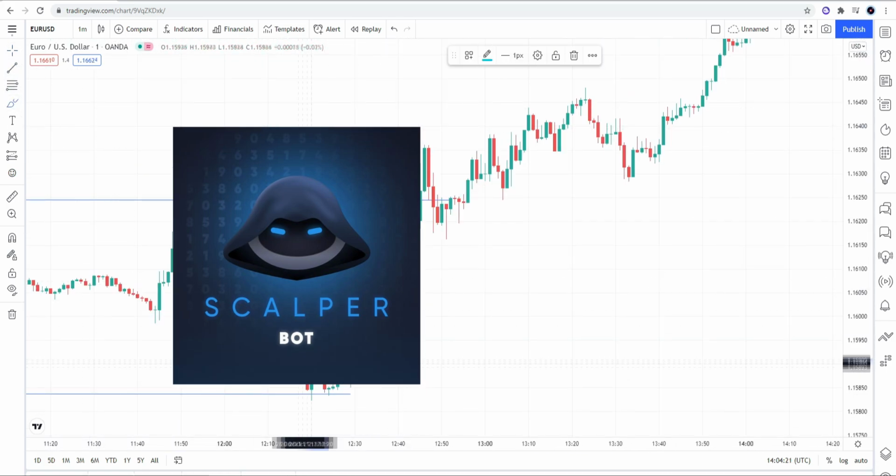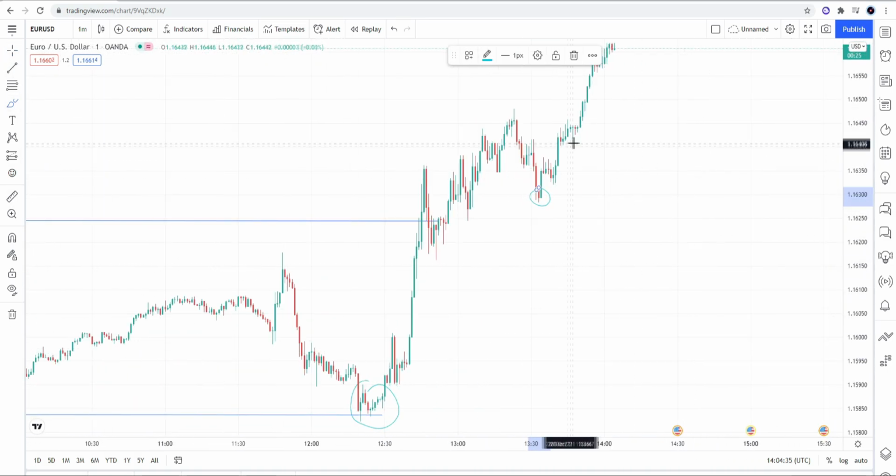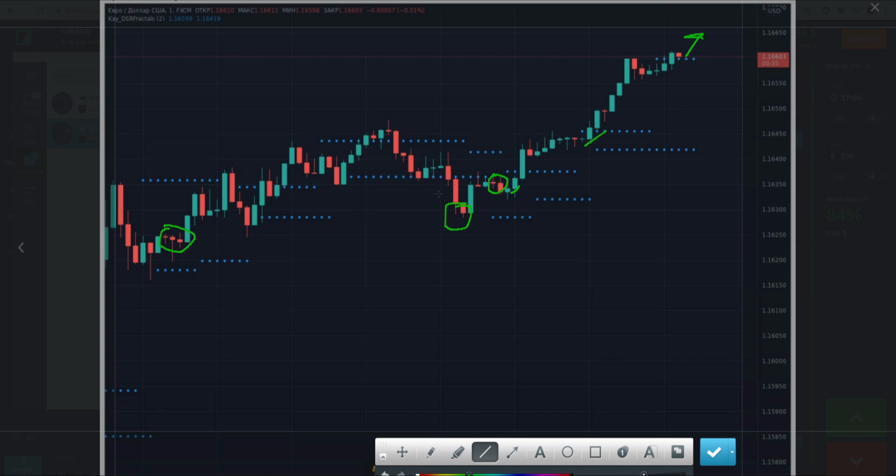In the meantime, I marked the levels here and determined the price breakout. Everything is in order on the brokers. The chart goes up. Let me show you a chart from the bot, and here again, there is an active upward movement after the support level.